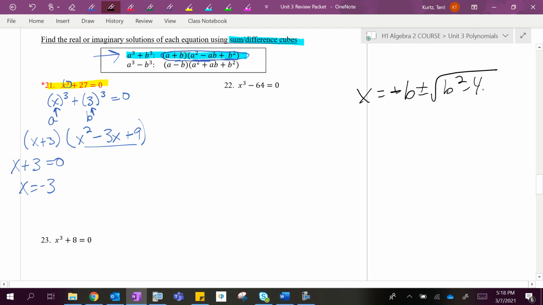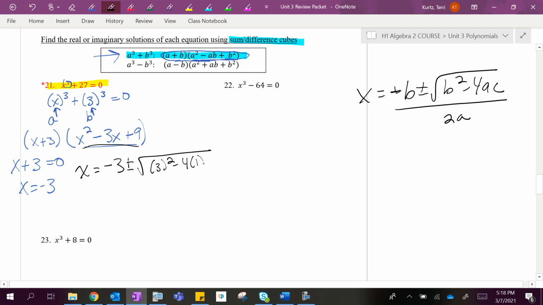Because there's no other way to solve these other than using the quadratic formula for the second piece. So I get x equals negative b, which is just going to be negative 3 plus or minus the square root of b squared minus 4ac, all over 2a. I get negative 3 plus or minus 9 minus 36 over 2.